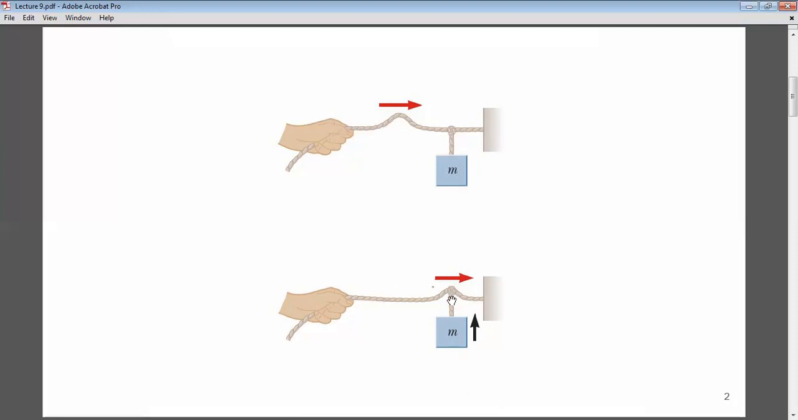But once the wave reached it, it caused this mass to go upward. So there is a change in energy. The mass now has more gravitational potential energy because it was lifted. So there is an increase in its gravitational potential energy. Okay, so in this section, we're gonna discuss the rate at which energy is transported along a string.